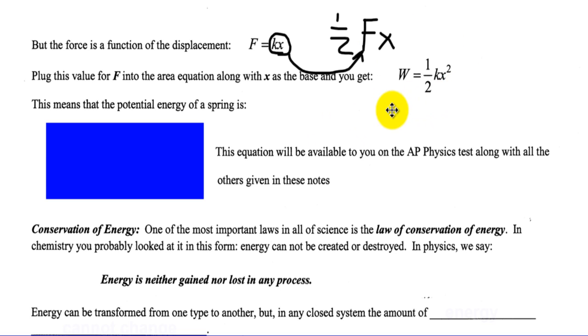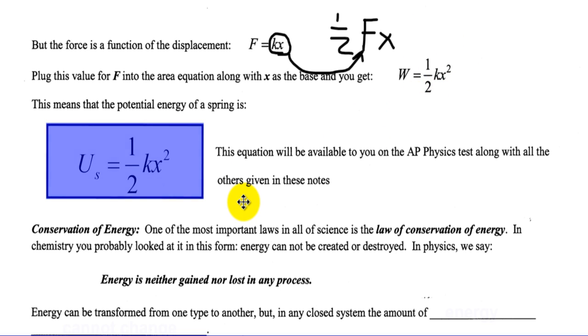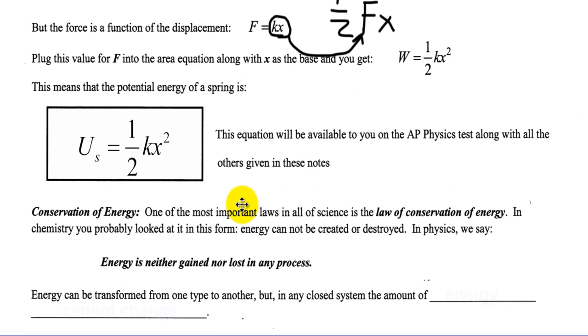Well, if you look at that equation, hopefully that looks familiar. That's how you know how much elastic energy is stored. So the potential energy of a spring is 1/2 kx squared.